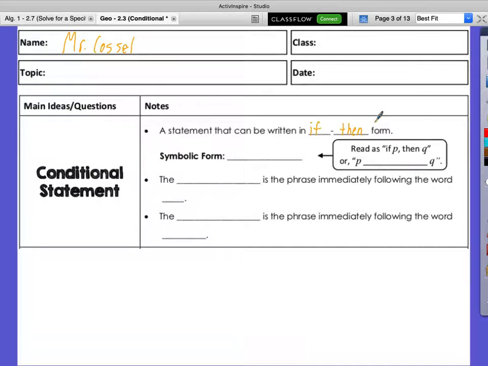So, in symbols, we're going to use our P and our Q again, because those are different statements. Our P's and our Q's represent different statements. So we do a P, then we do an arrow toward the Q. And we read that as if P, then Q. We don't have an if there, but when this arrow tells us, that means there's going to be if P, then Q. That's how we read that.